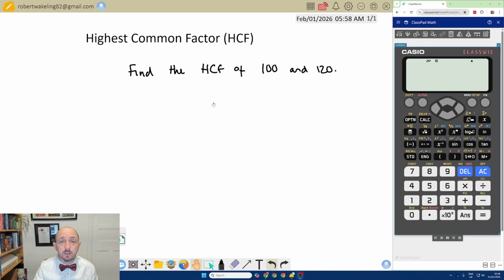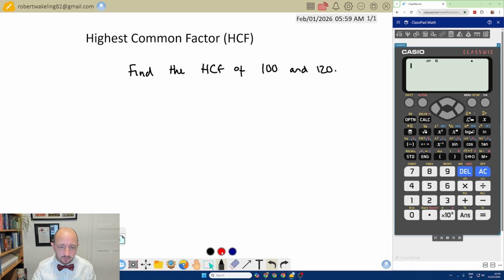In this video, we're going to be looking at the highest common factor, and this example has 100 and 120. So we're looking for the largest number that will divide into 100 and 120 with no remainder.